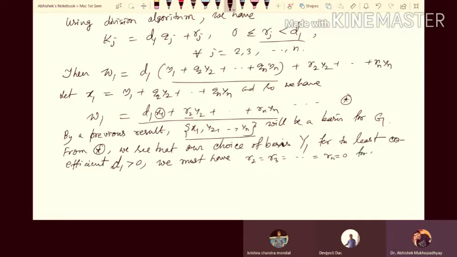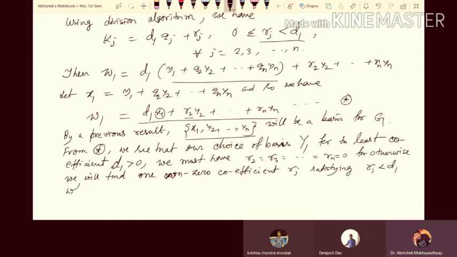For otherwise, if at least one of them is non-zero, then we will find one non-zero coefficient Rj satisfying Rj is strictly less than D1, which contradicts the least property of D1.